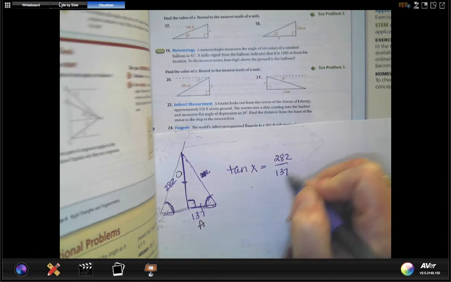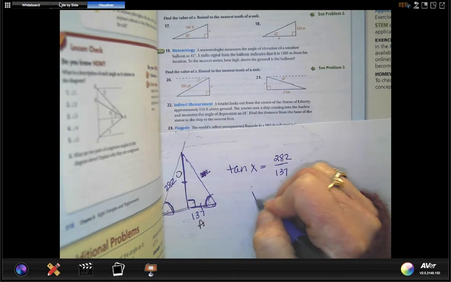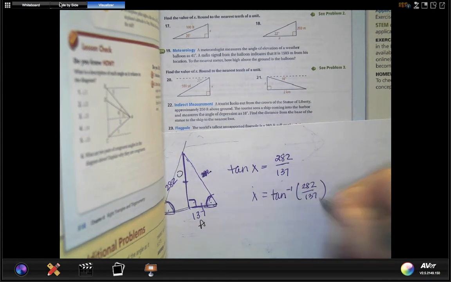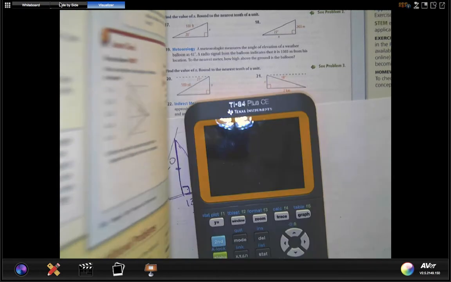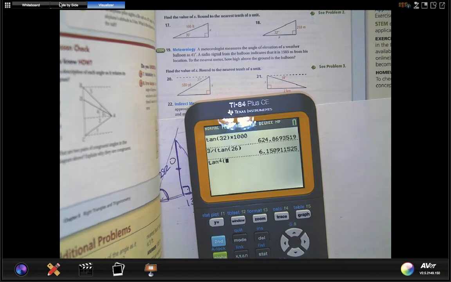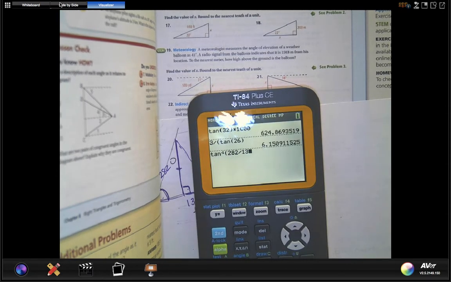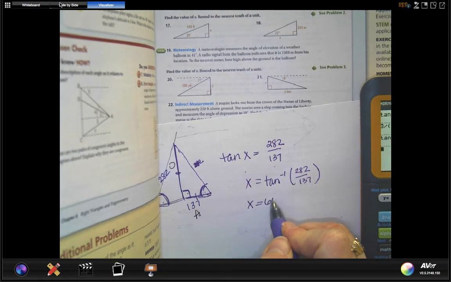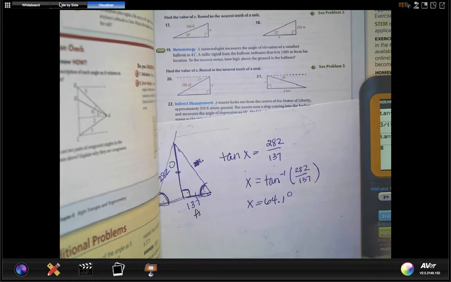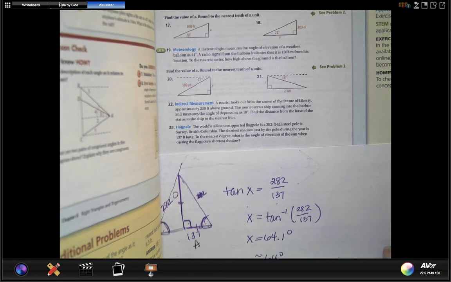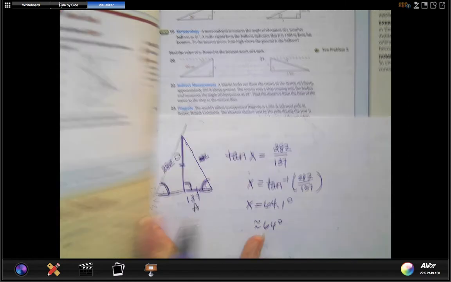the adjacent. So if I'm trying to find that angle, remember I use the tan inverse function. So tan inverse of 282 divided by 137. So x is equal to 64.1 degrees. It does say round it to the nearest degree, so it's approximately 64 degrees. Okay, so that was number 23.